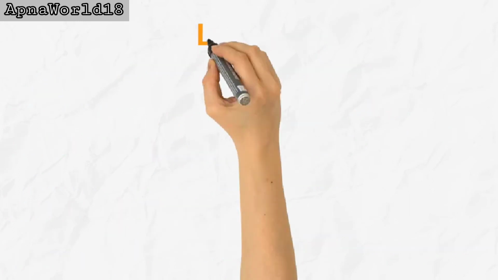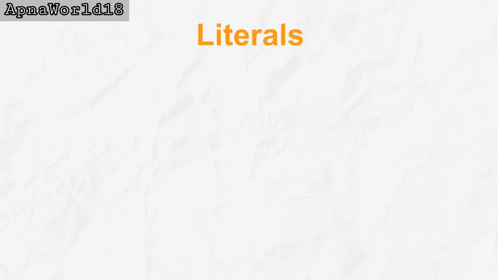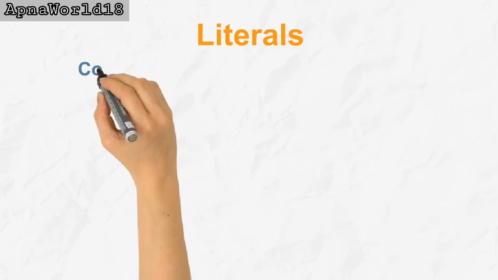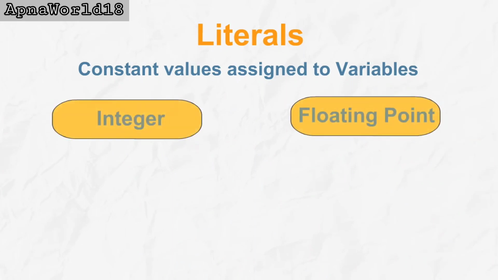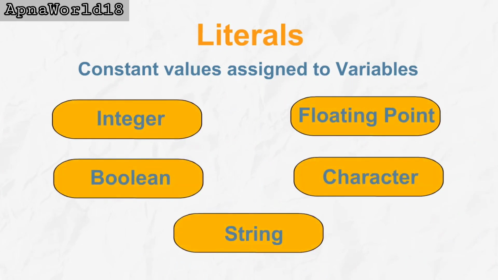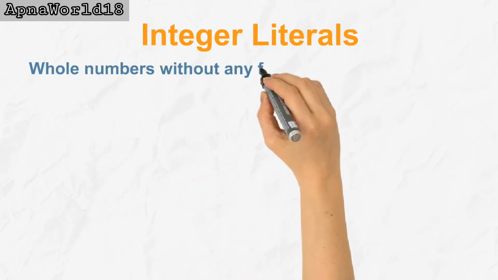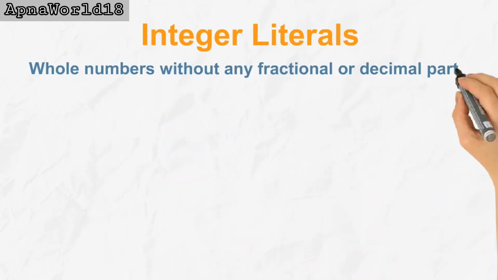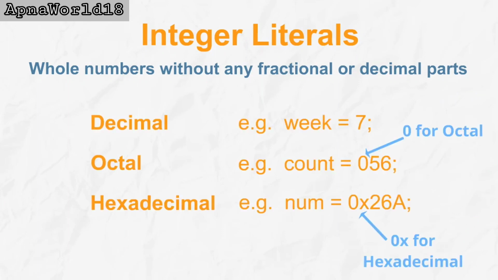Now we are going to take a look at the next token, which is literal. Literals are constant values assigned to variables. Let's look at some types of literals. First are integer literals, which are whole numbers without any fractional or decimal parts. You can specify them in decimal, octal, or hexadecimal format.